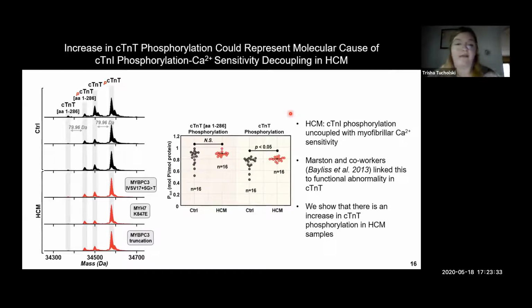So they linked this functional abnormality to TnT, but they weren't able to determine the molecular cause of this. But we show here that there seems to be, while very slight, an increase in cardiac troponin T phosphorylation in our HCM samples compared to donor samples. So this indicates that potentially this could be one of the links to investigate for what Steve Marston's group has found.